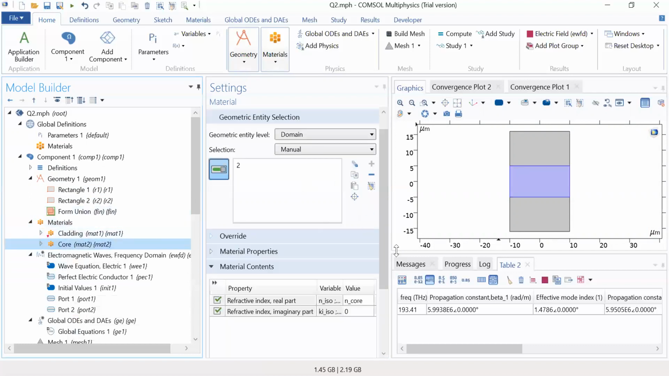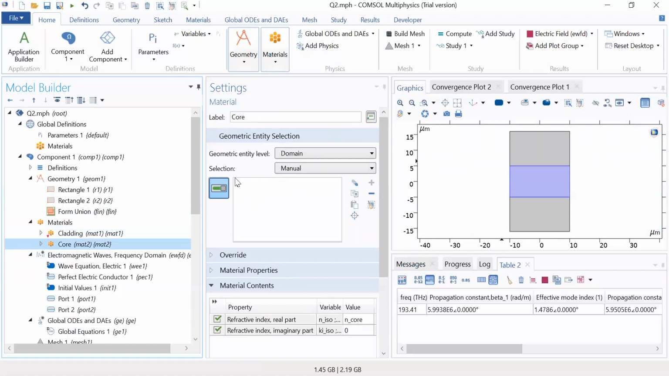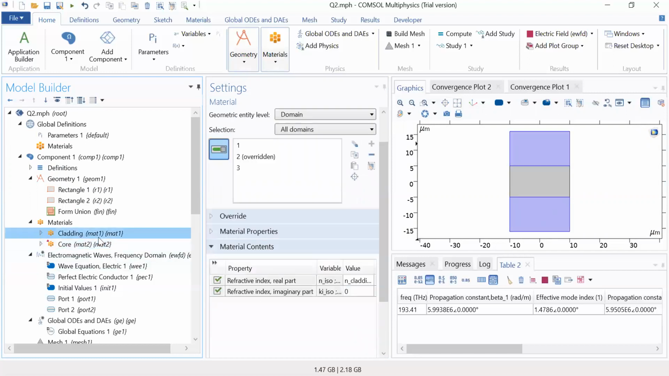We start with the core. You can see the core region lies in this second domain. Choose it from here and put the value of N core, which we already put in the parameter section. This defines the refractive index of the core region, which is isotropic and homogeneous throughout this experiment. Then we go for the cladding region. The cladding region falls in the first and third domains, but the second region is overridden, which is done by COMSOL by default, because we already defined the second region, so there is no need to define it again.